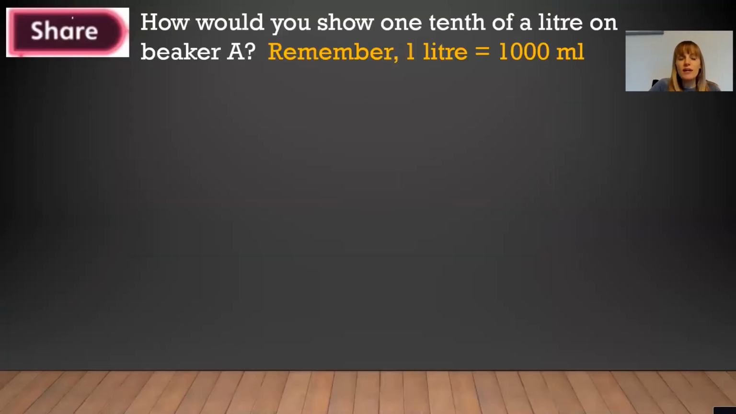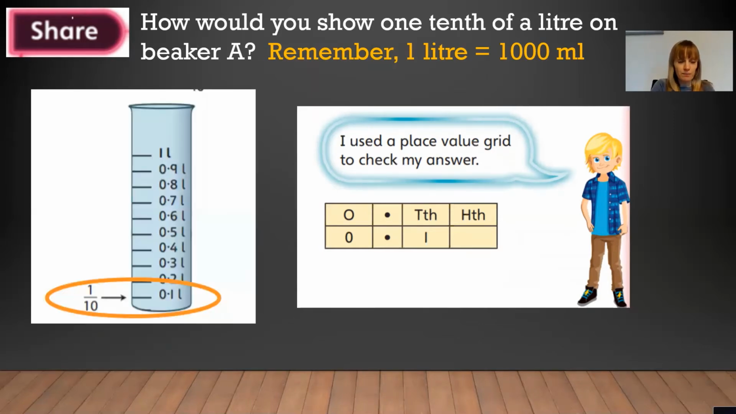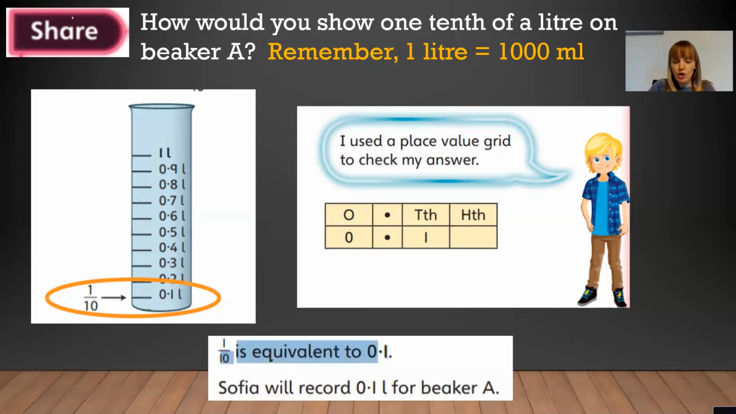So for the first one, we're going to think about beaker A, which is 1/10 of a litre. And I think it's important to remember that 1 litre is the same as 1,000 millilitres. So to help us, I think it's useful for this one to draw our place value grid, because 1/10 we can very easily put on there and that becomes 0.1. So we know that 1/10 is the same as 0.1 of a litre. So that means on her beaker, she's poured into there 0.1 of a litre, only a little bit in that one. She will record 0.1 litres for beaker A.